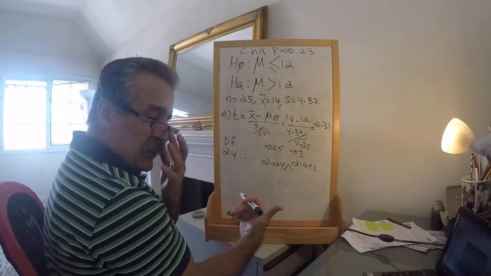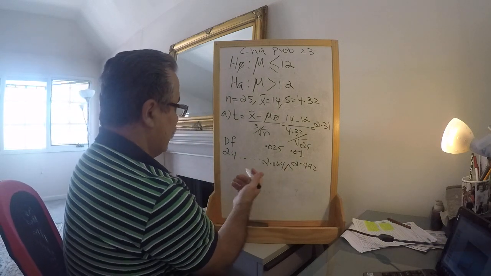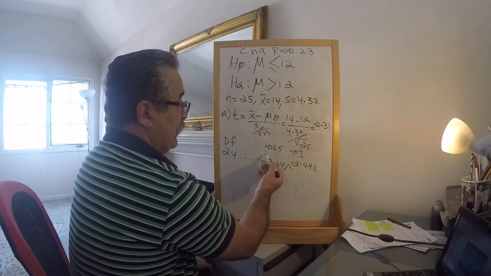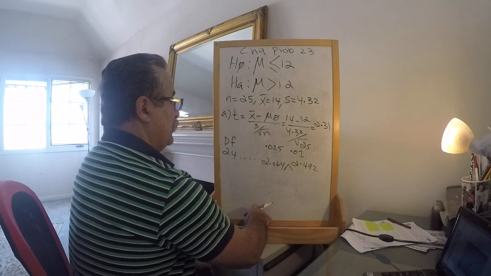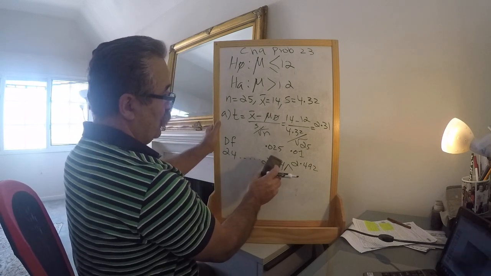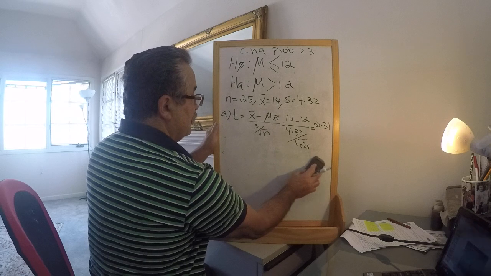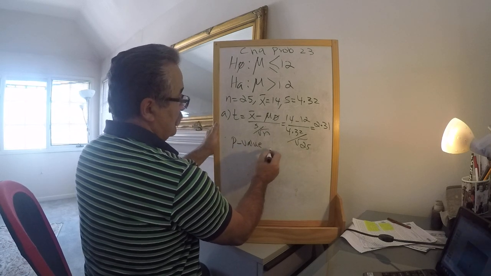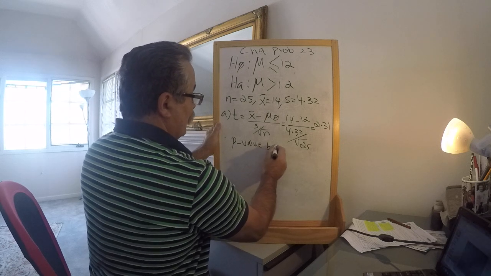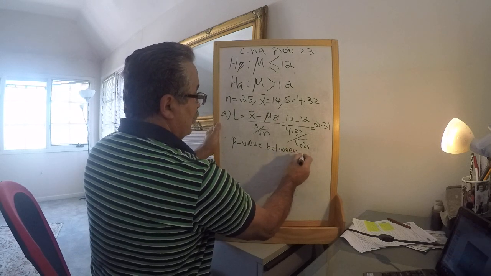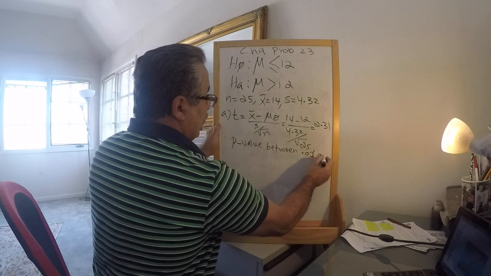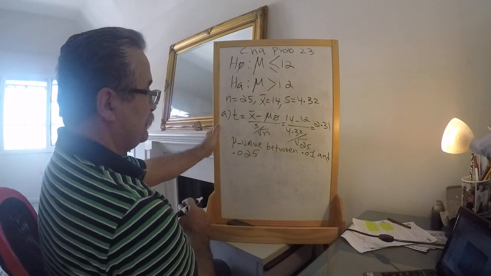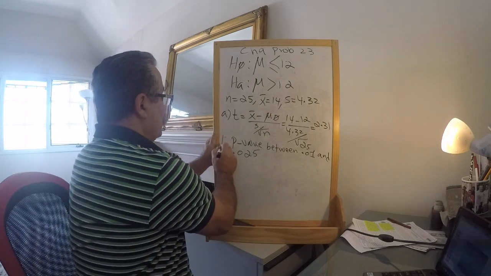Similar to that example that we just solved, we say that we're not sure exactly what the p-value is, but it is between 0.01 and 0.025. So p-value between 0.01 and 0.025. This is for part B.